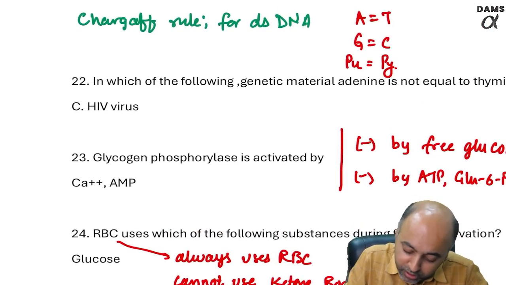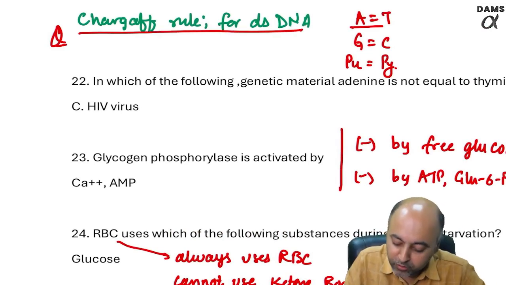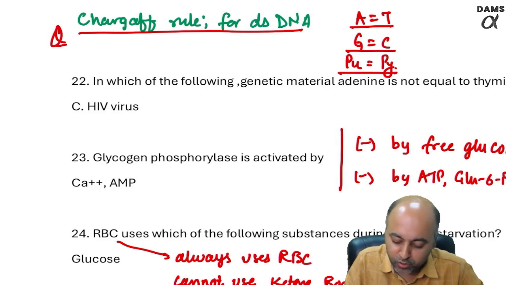Now, coming to the Chargaff rule, Chargaff rule is for double stranded DNA. That means adenine will be equal to thymine, guanine is equal to cytosine, and purine is equal to pyrimidine.